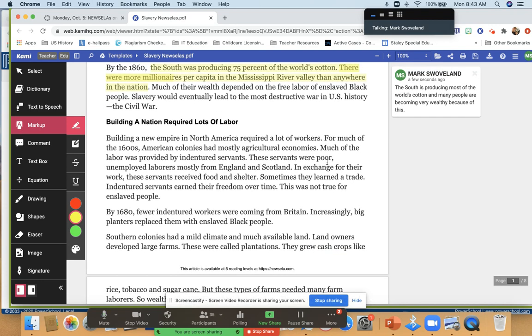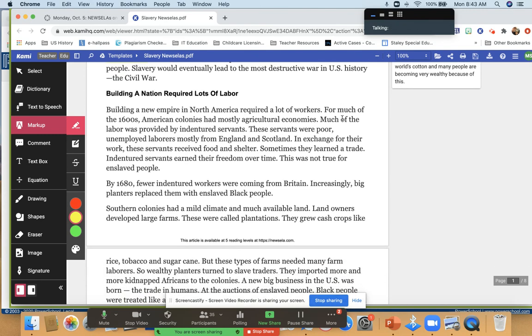All right. So you guys should have a note here, and we've already got a couple of highlights. Building a nation required lots of labor. Building a new empire in North America required a lot of workers.